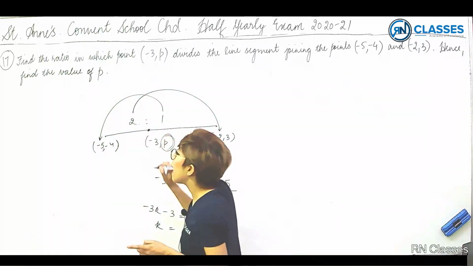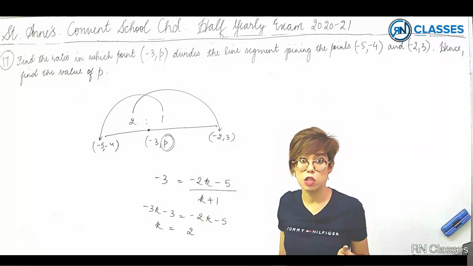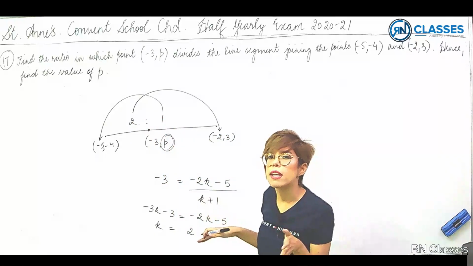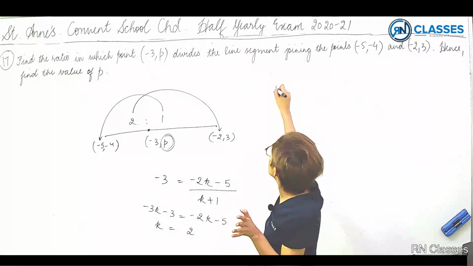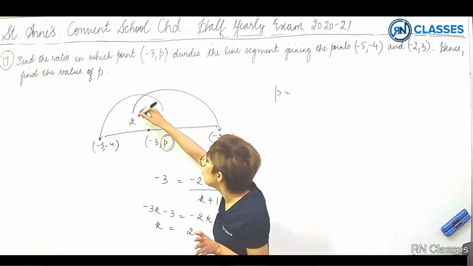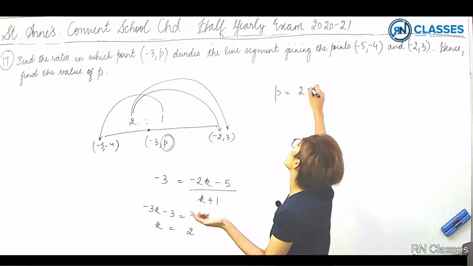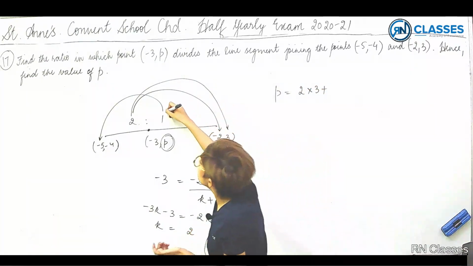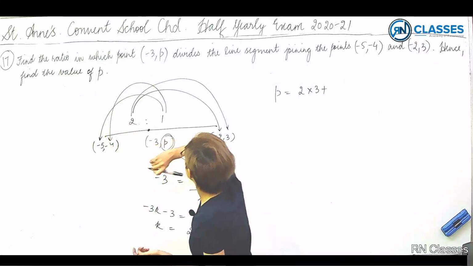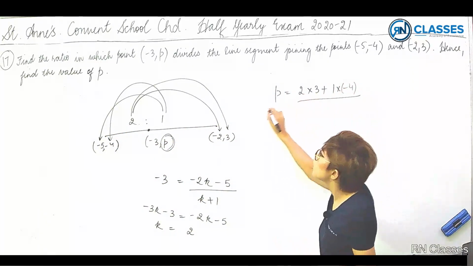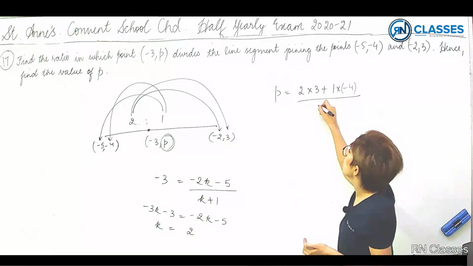Now, p is the y coordinate of the point of division. Now, you already know the ratio. You can very well write the value of p. So, p is equal to y coordinate. So, 2 will be multiplied by 3, so that is 6. Or I can write 2 into 3 plus 1 will be multiplied by minus 4. So, 1 into minus 4 whole divided by 2 plus 1, which is 3.